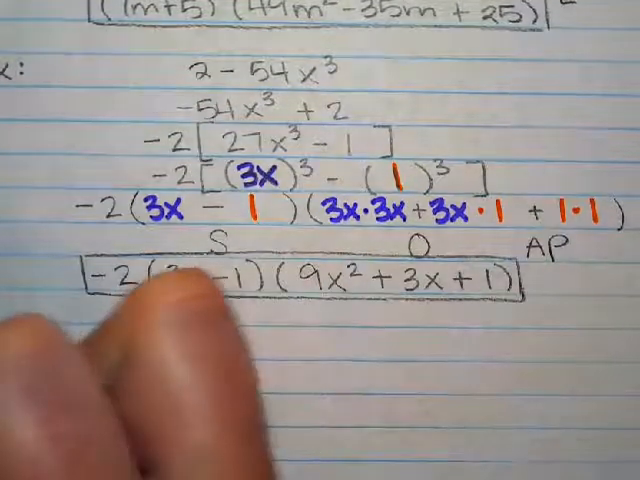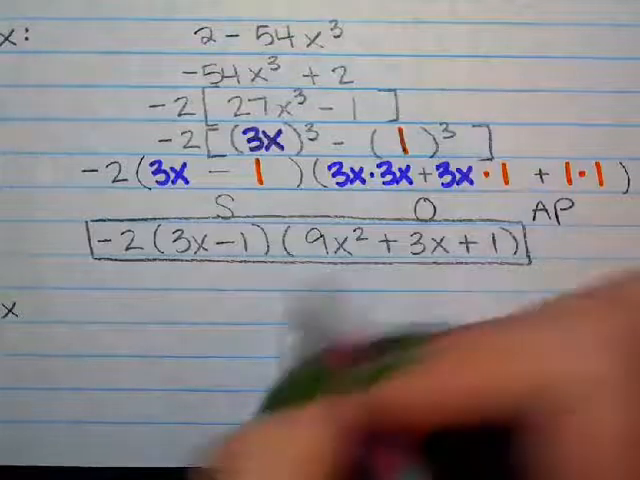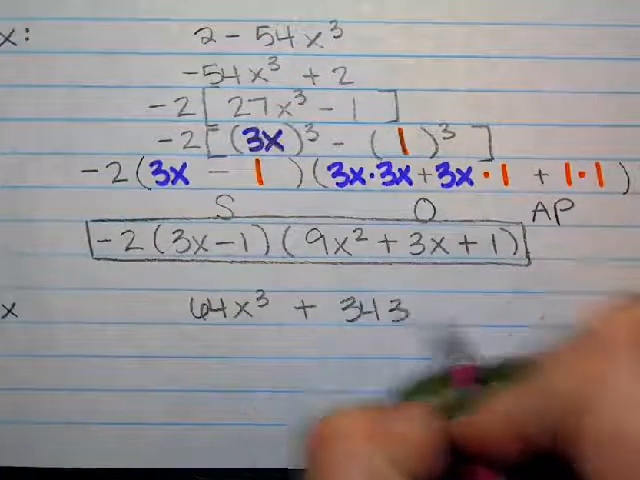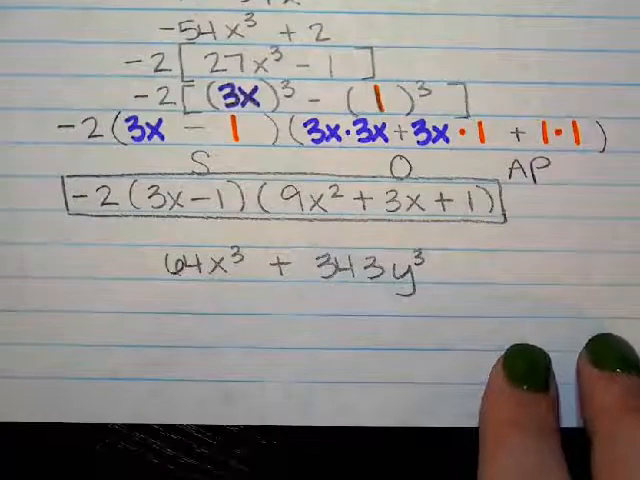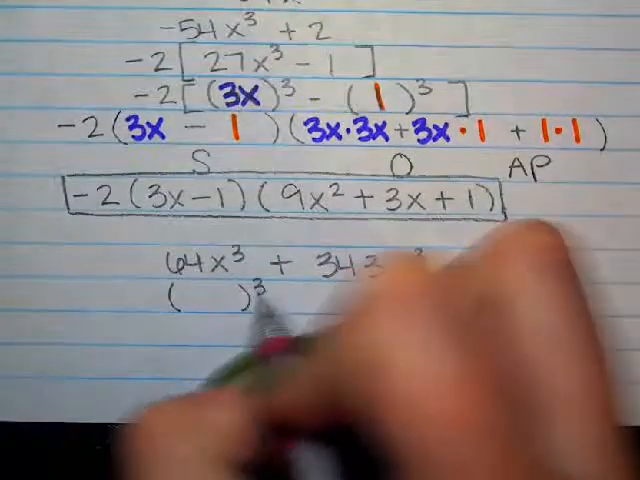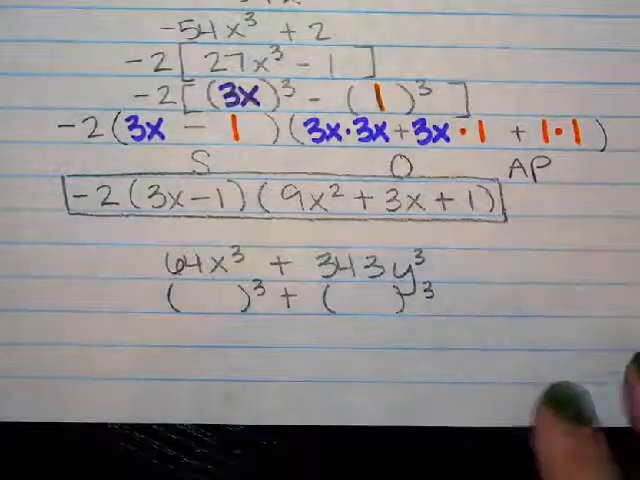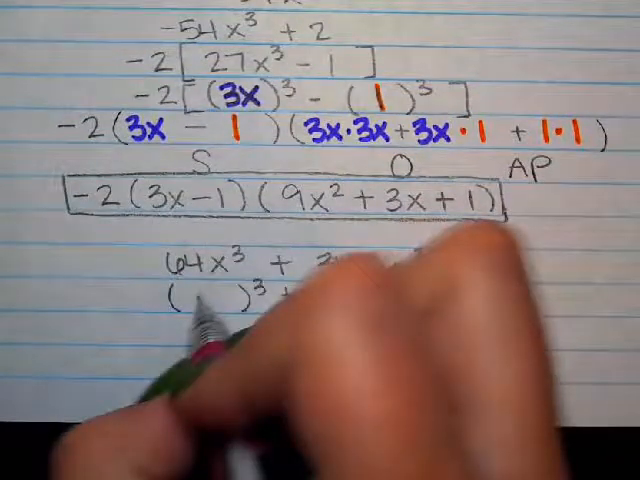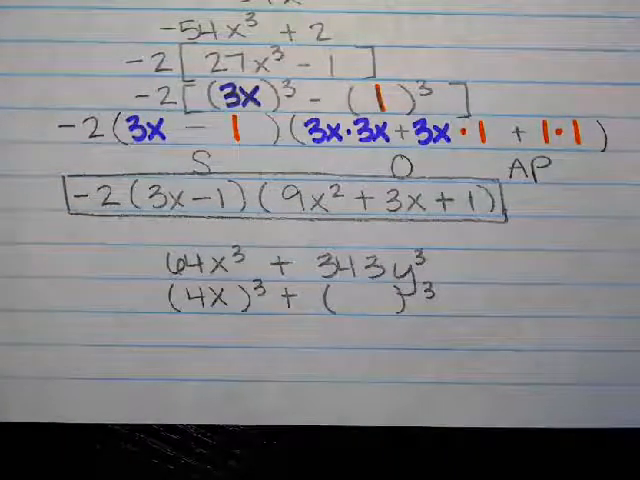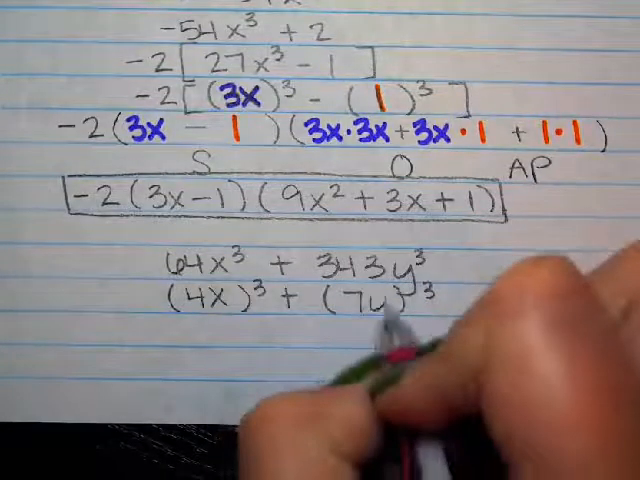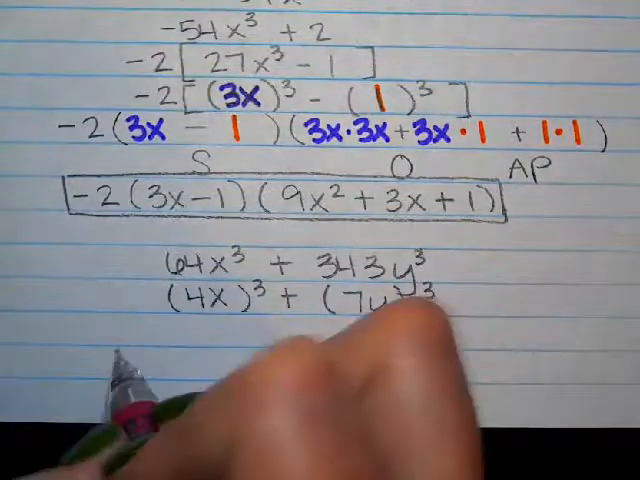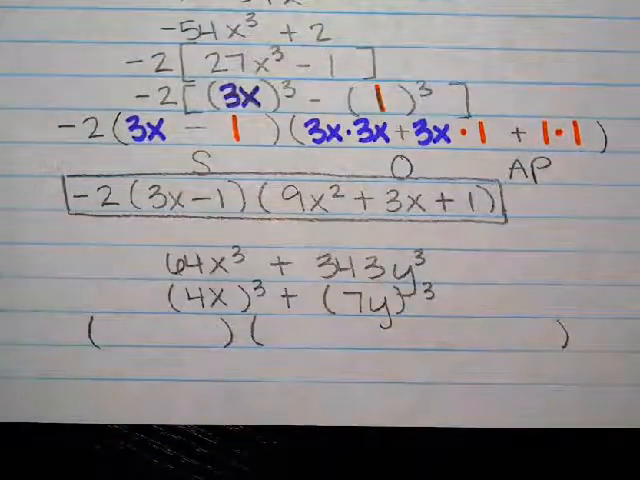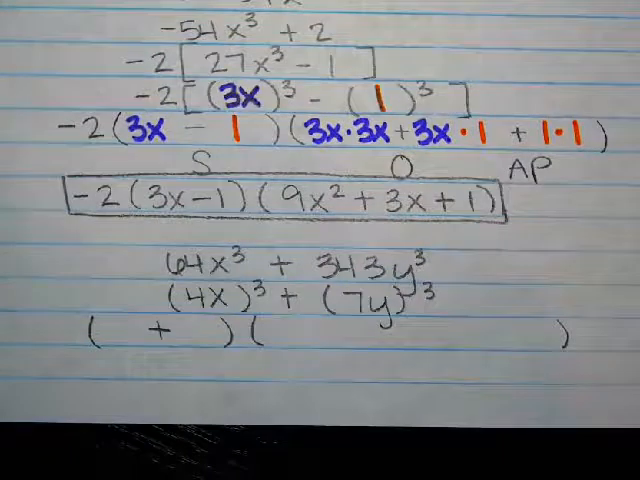For this one, we're going to do 64x cubed plus 343y cubed. We have to think of this as something cubed plus something cubed. So if we look at our list of perfect cubes, 64 would be 4 to the third. So this is going to be 4x to the third. 343 is 7 to the third, so this would be 7y to the third. And so now we're going to set it up so we have our little set of parentheses and then our larger set of parentheses. And then we do same sign, opposite sign, and always positive.